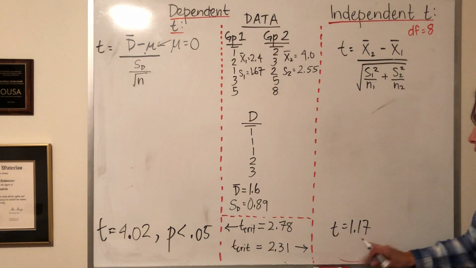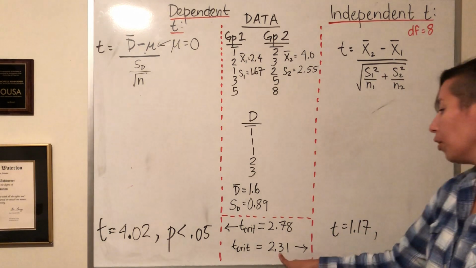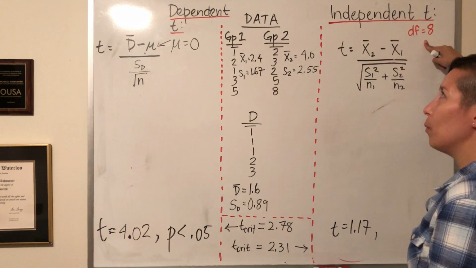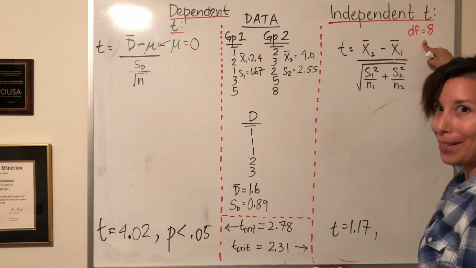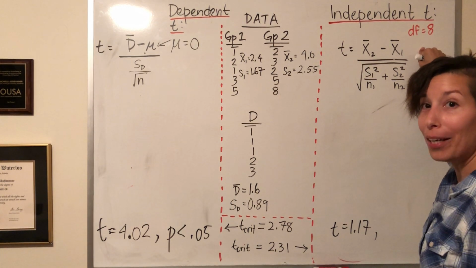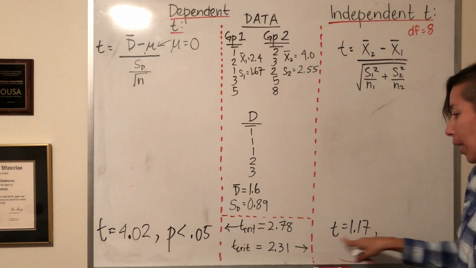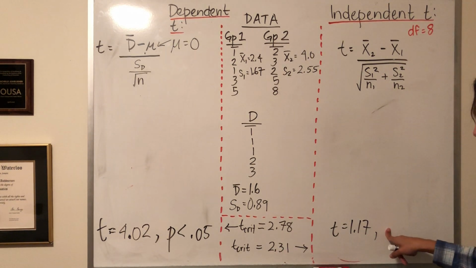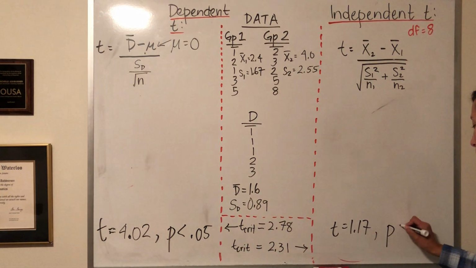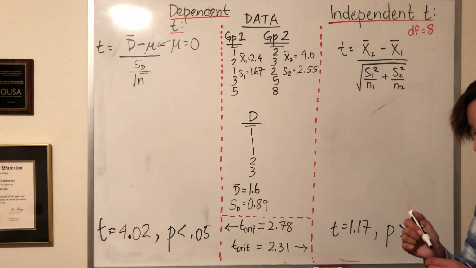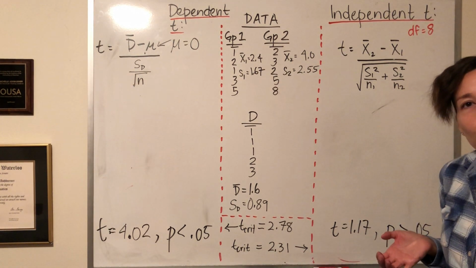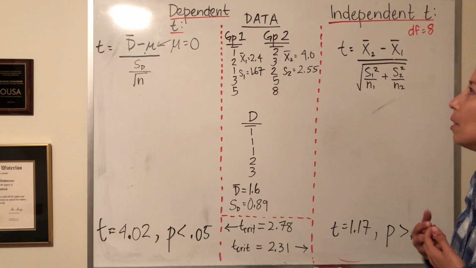And then here, if we compare 1.17 to the critical t using 8 degrees of freedom, because the way that we do degrees of freedom is n1 plus n2 minus 2 when we're doing an independent t-test, so that's 5 plus 5 minus 2, or 8, then we get this critical value. So it looks like this critical value exceeds the observed value. So then in this case, p is greater than 0.05. It makes a difference.